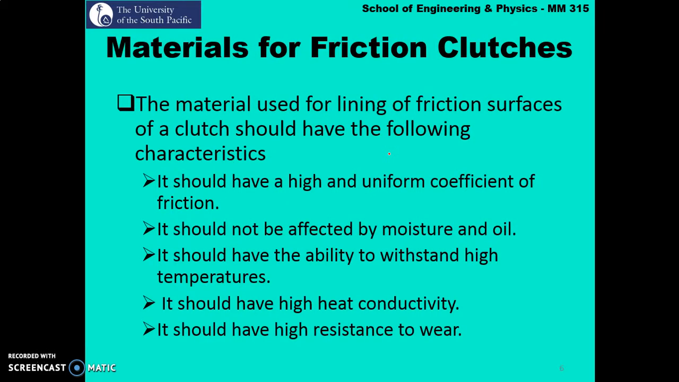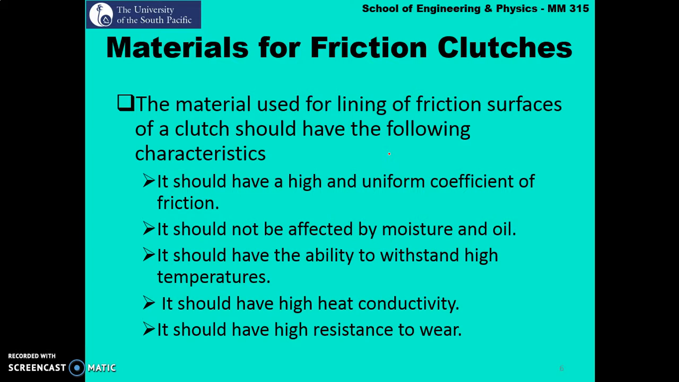In order for us to understand what constitutes a good clutch material, we need to look at certain factors. Some of the points that we are mentioning here are similar to the characteristics of the material that we want when we're looking at brake pads. The material used for lining of friction surfaces for a clutch should have the following characteristics. It should have a high and uniform coefficient of friction. You want the material to have a high coefficient of friction because it will be able to hold on to the flywheel effectively. It should not be affected by moisture and oil.